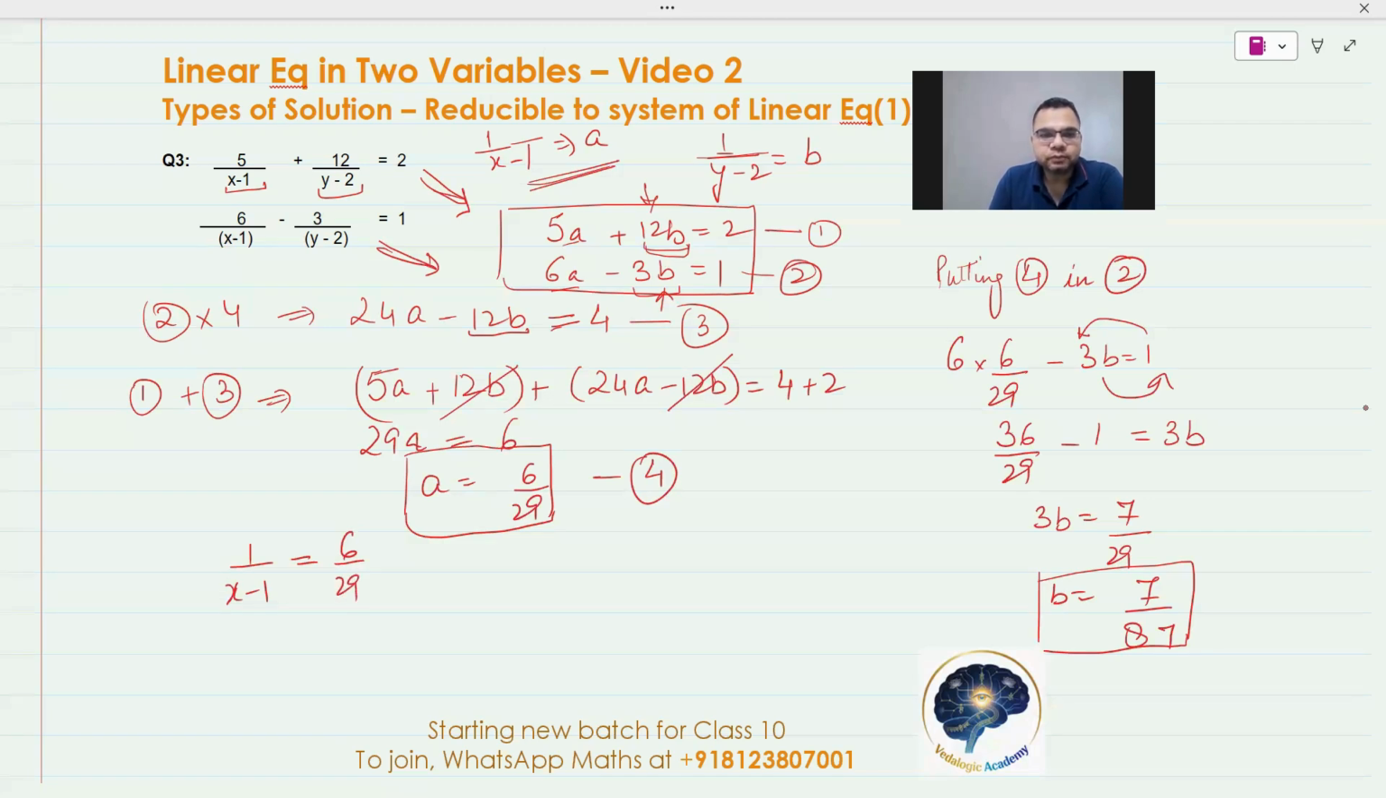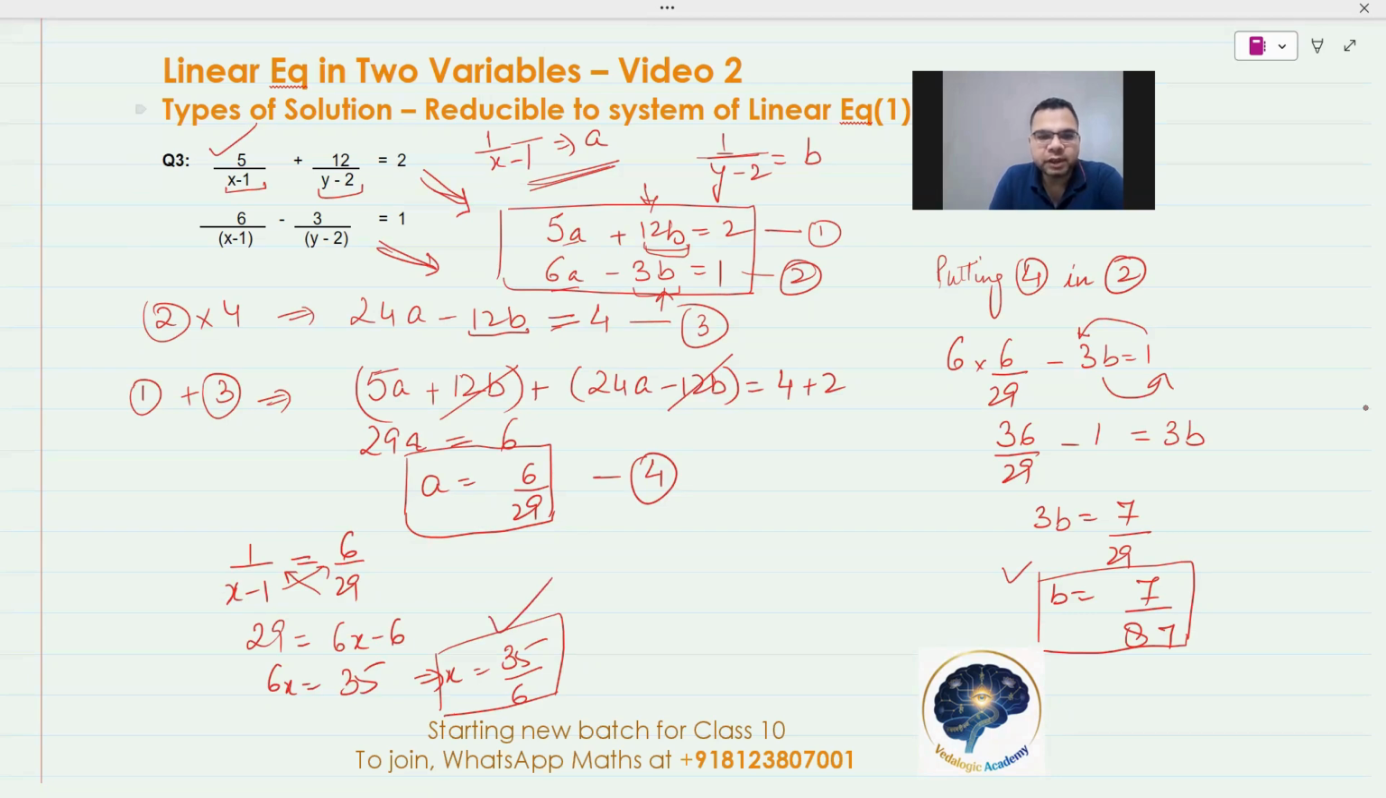Now, I'll do cross multiplication here. I'll take this x minus 1 up and 29 on the left hand side. So it becomes 29 equals 6x minus 6, right? So 6x becomes 29 plus 6 is 35. Therefore, x becomes 35 by 6. So we found out b, but what we could have done was use the value of x to find the value of y from this equation as well. It would have been a bit tedious, but we can do that. Okay, so we have found the value of x.